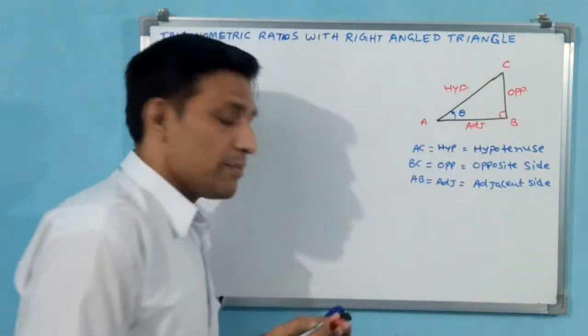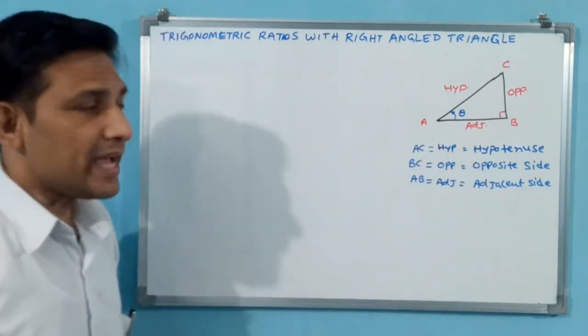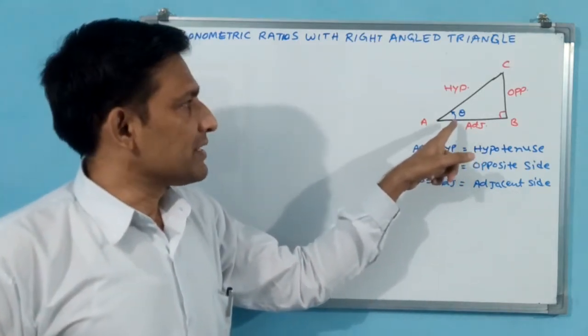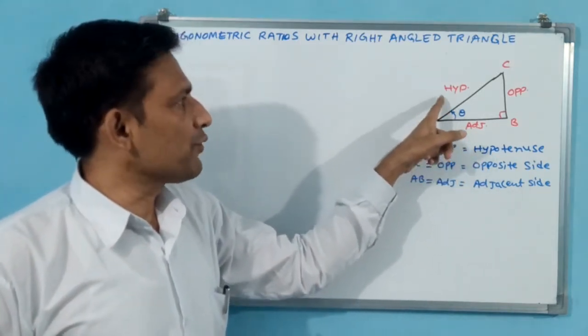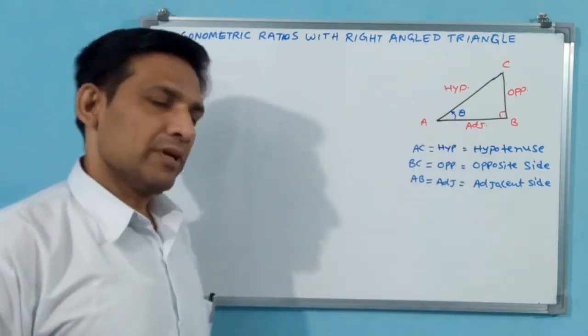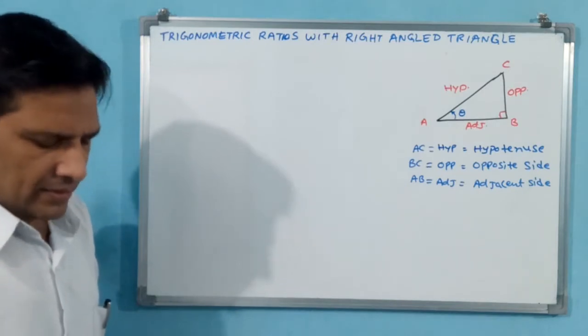This is 90. Angle B is 90 degrees. Angle A is theta. But this theta is between the hypotenuse and the adjacent side. You have to keep it in your mind. Now see, we said 6 ratios.